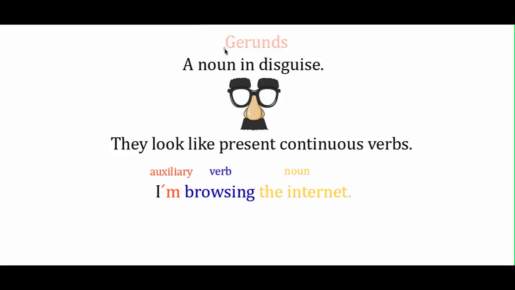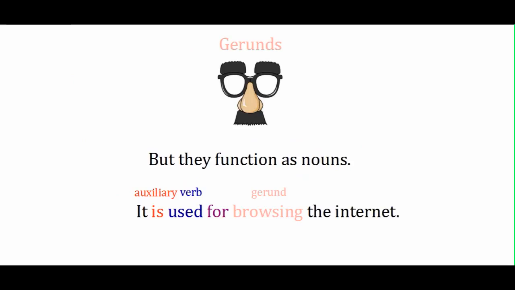Another reminder of what a gerund is. Remember, we said it's a noun in disguise because they look like present continuous verbs. I'm browsing the internet. And here it is a present continuous verb, okay? It comes after the auxiliary and it's in the verb position in the present continuous form with the ing ending. But when they function as nouns, they come after a verb. So in the examples that we're looking at today, we are always going to use used. So it is used for browsing the internet, okay? It's acting as a noun.